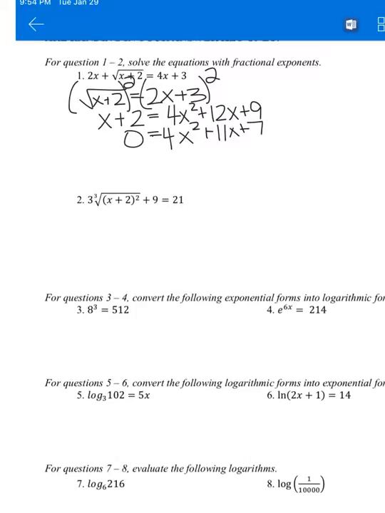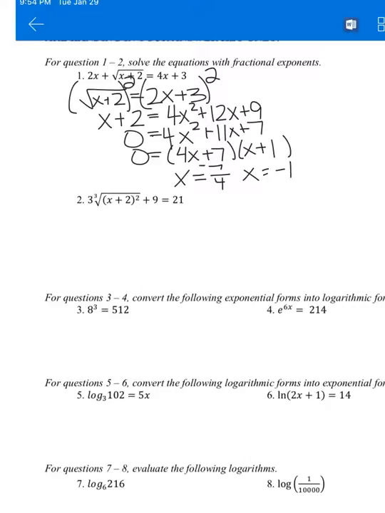Now I can factor this. It is factorable, so I'm just going to go straight through it. You are probably going to do 4 times 7 gives me 28. What two numbers multiply to be 28 and add to be 11, so on and so forth. Once you finish that, you should get 4x plus 7 and x plus 1, which gives me the two possible answers of x equals negative 7 over 4 and x equals negative 1.